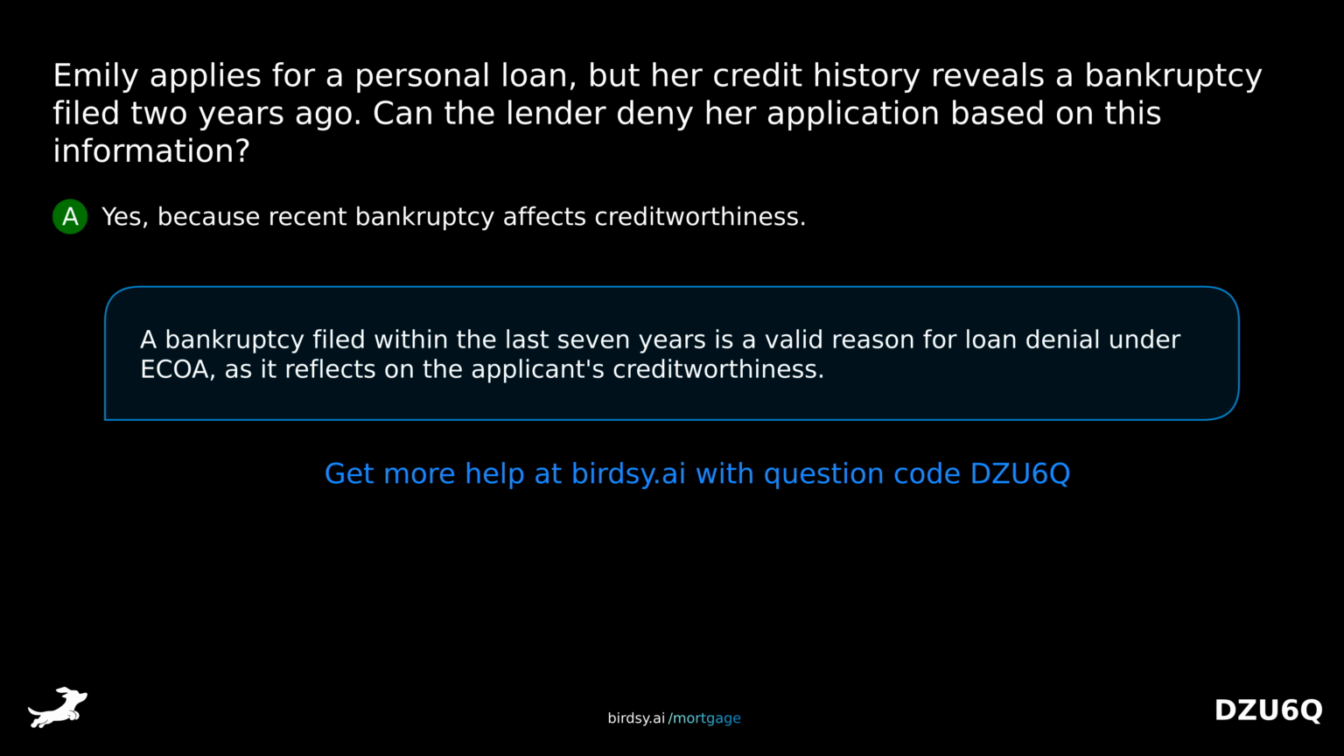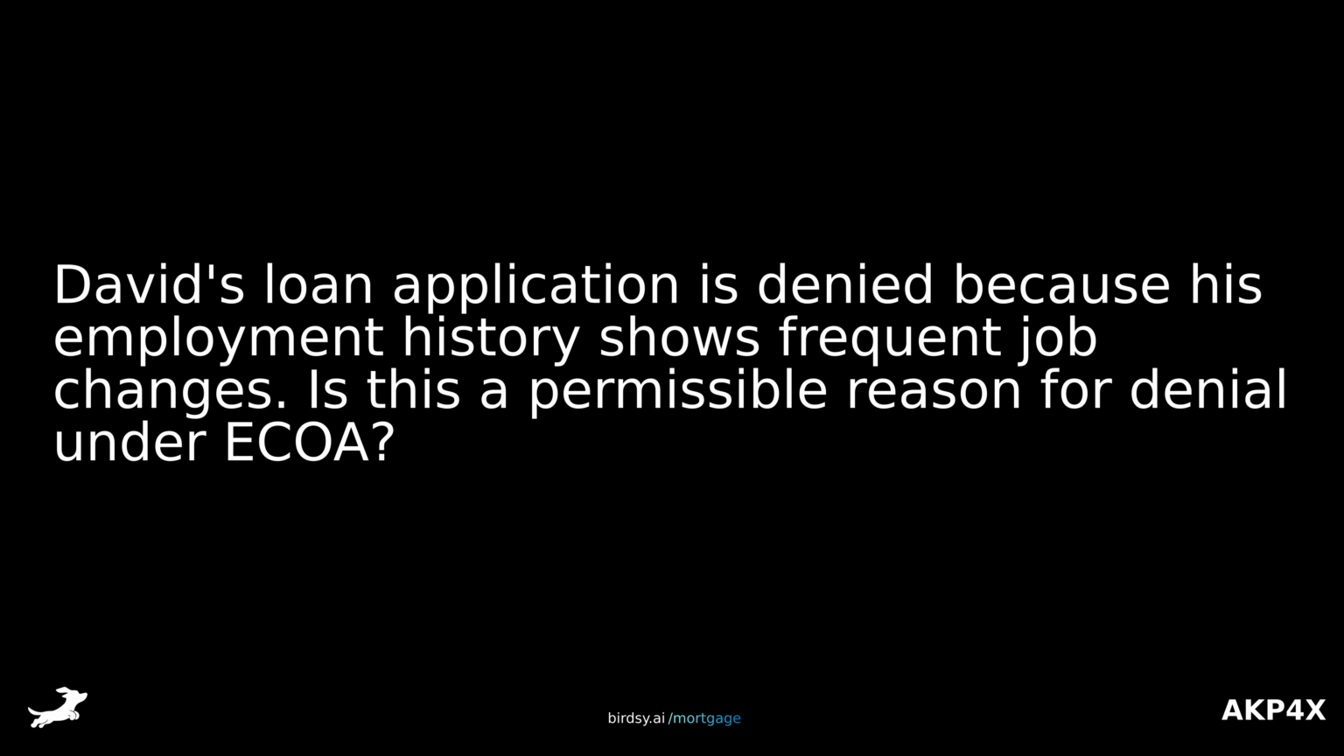A bankruptcy filed within the last 7 years is a valid reason for loan denial under ECOA, as it reflects on the applicant's creditworthiness. David's loan application is denied because his employment history shows frequent job changes. Is this a permissible reason for denial under ECOA?